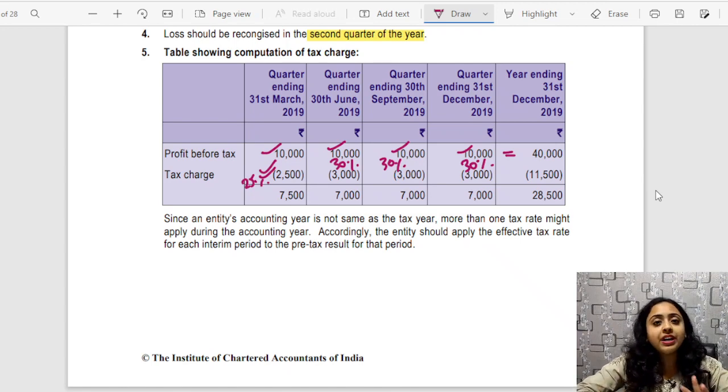This is all about interim financial statements, Ind AS 34. We have covered all the provisions, the concepts, and the question answers, illustrations, and examples.